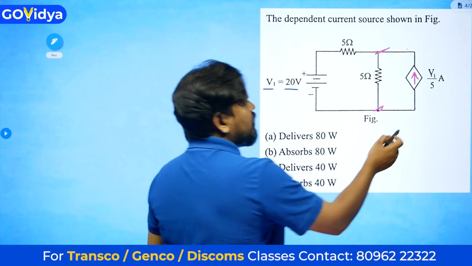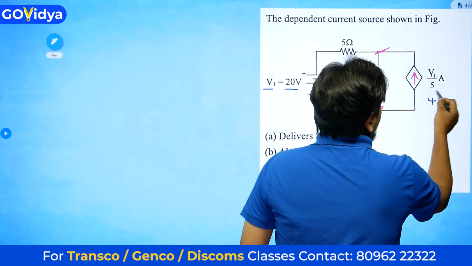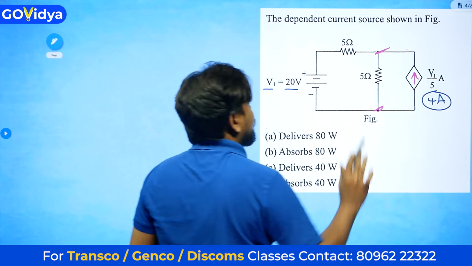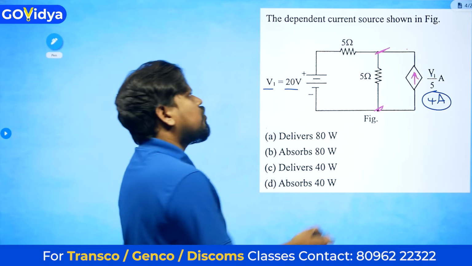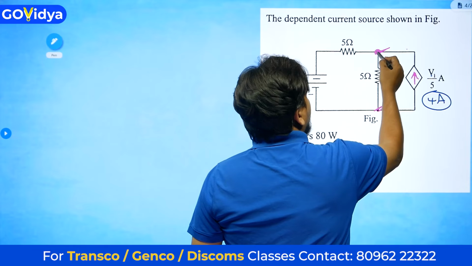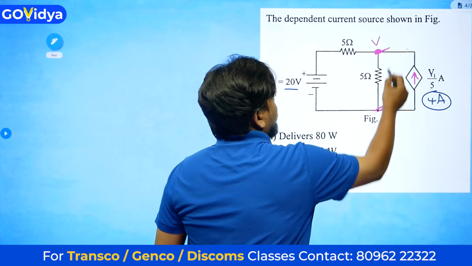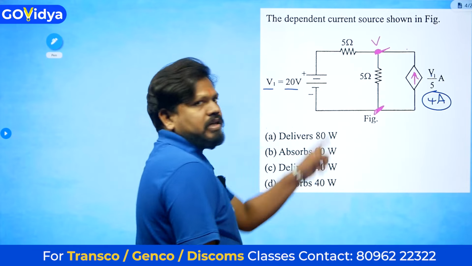20 divided by 5 is 4 amperes. So this is 4 amperes of current. Whenever you get any problem like this, apply nodal analysis. We need to find the voltage between these two points. I am calling it V.